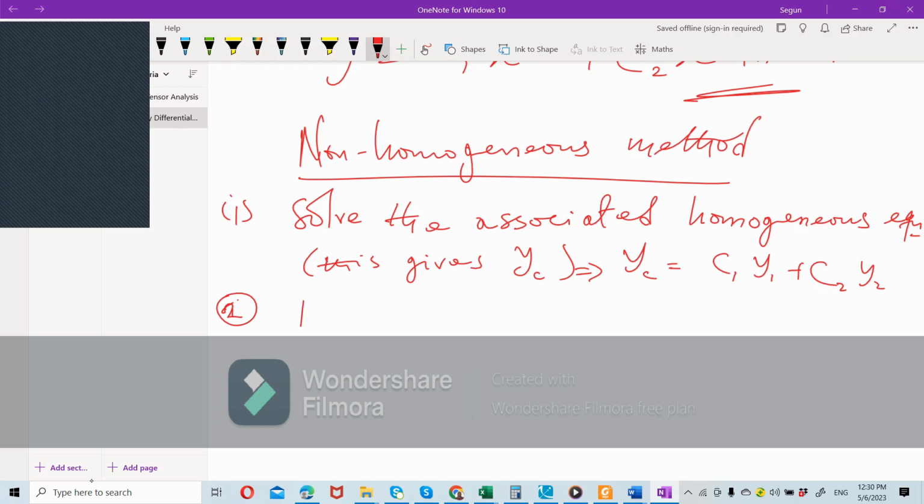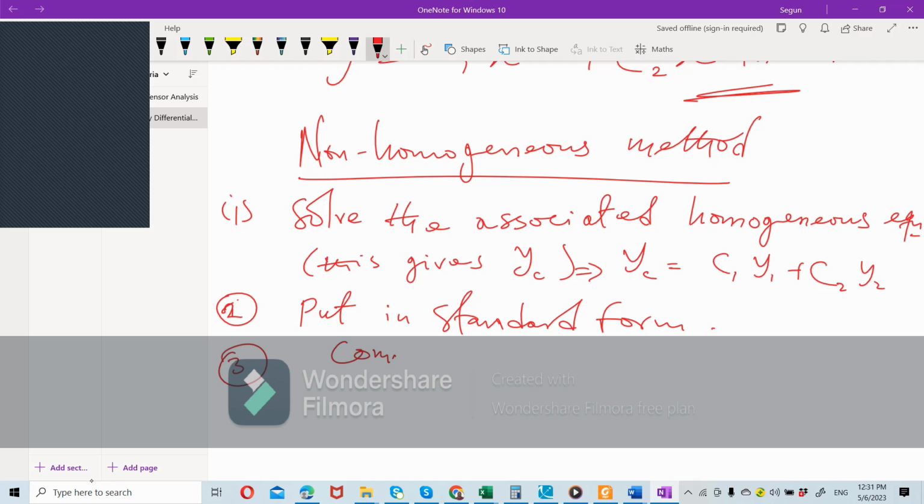Put it in standard form. Standard form means let everything be in order: let your first term be y prime prime, and so on. Then the next thing is number 3.